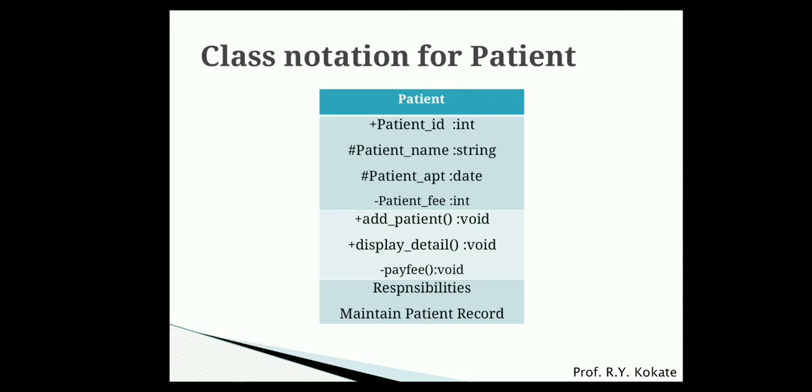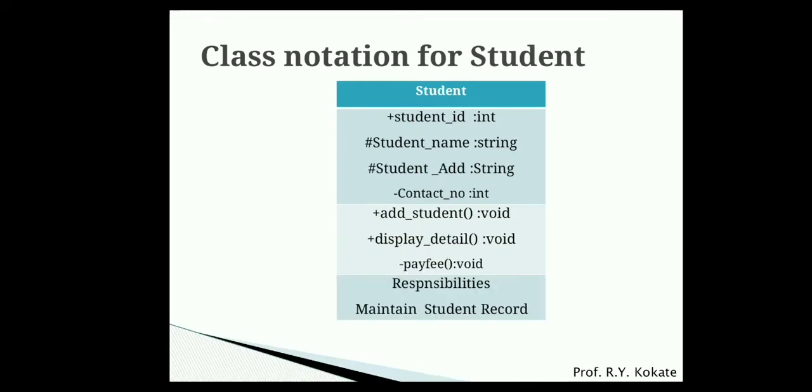Next, third section contains the number of methods. The method here is add patient, and return type is void. Plus indicates it is a public method, and minus indicates it is a private method. And fourth section is your responsibility, that shows what is the responsibility of the class. To maintain the patient record.